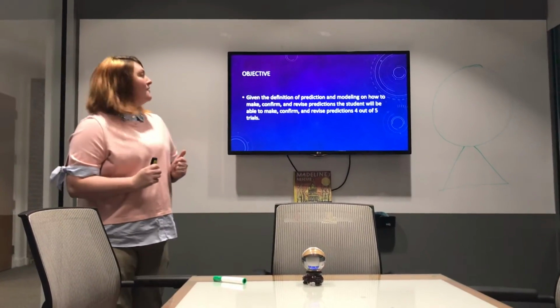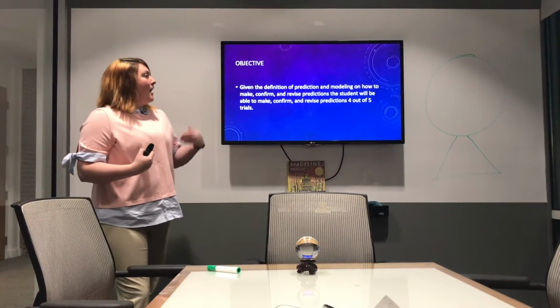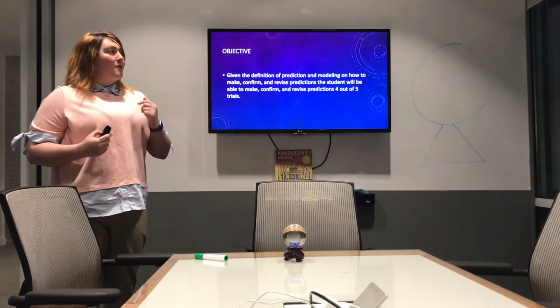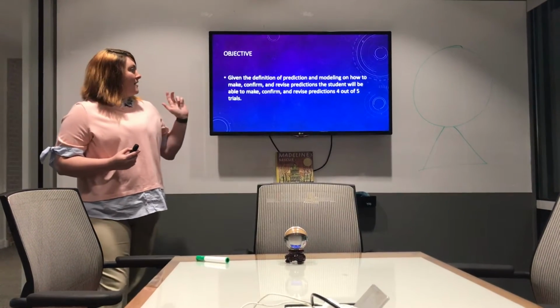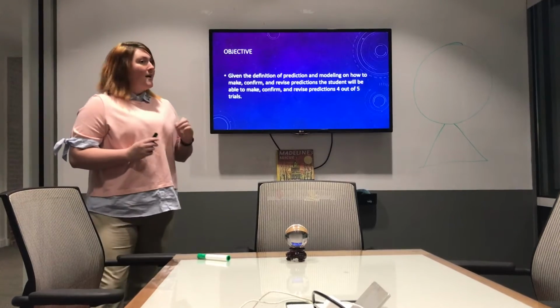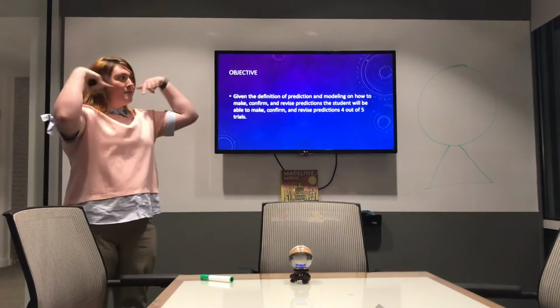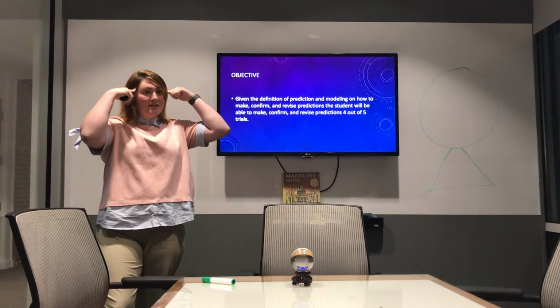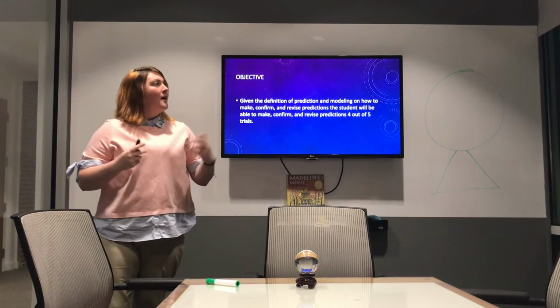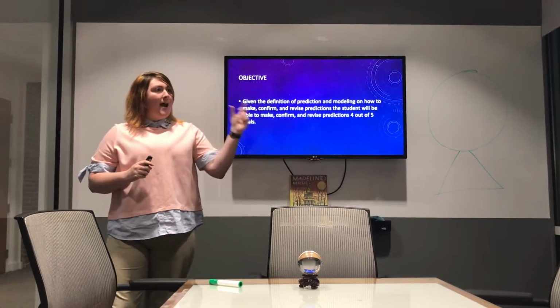So our objective is, given the definition of prediction and modeling done by me on how to make, confirm, and revise prediction, you guys will be able to make, confirm, and revise prediction 4 out of 5 trials. Basically, what this is telling us is that you guys should know how to make predictions based on your context clues and your prior knowledge. Confirm is whether or not what you predicted happened.